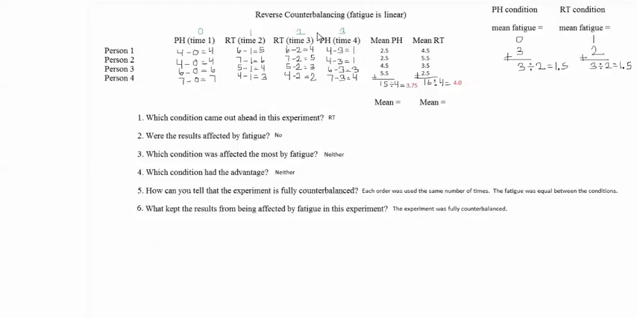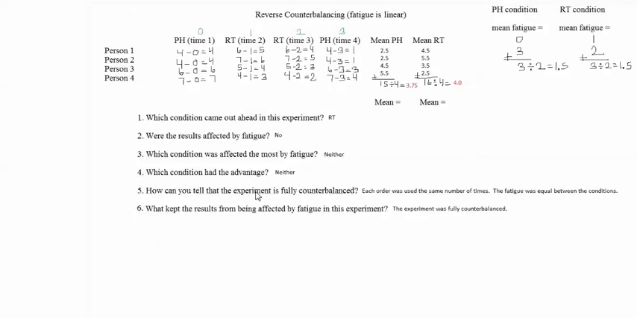I took the 2 Round Table fatigue levels, which were 1 and 2, added them and divided by 2 to get an average, and the average is 1.5. So the fatigue averages were equal, which means that the results were not affected by fatigue. Neither condition was affected more by fatigue because the 2 fatigue averages came out to the same number.